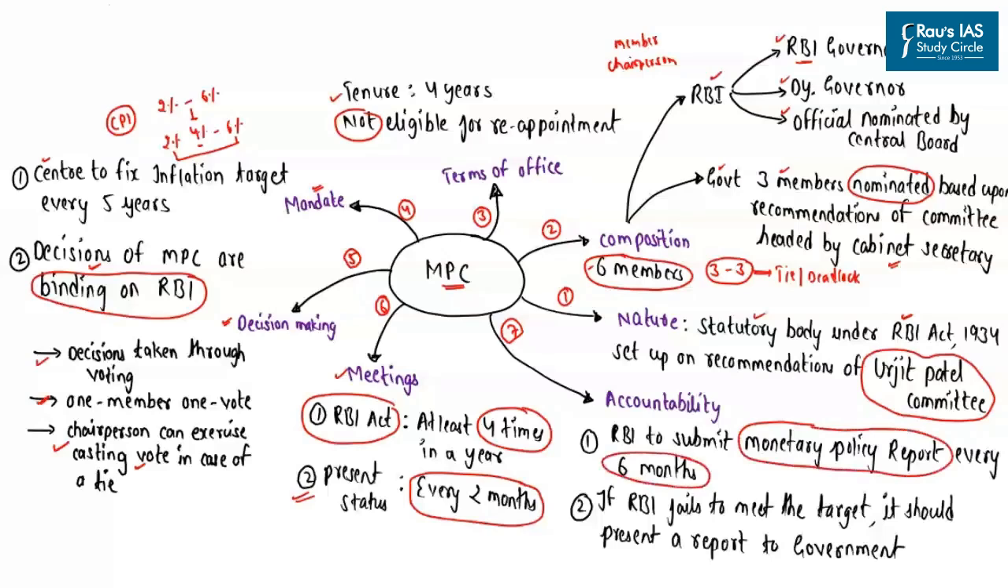Further, if the RBI is unable to meet the inflation target, that is, if the RBI is unable to keep inflation between 2 to 6%, in that case, the RBI should present a report to the government explaining the reasons why it has failed to meet the inflation target. So both these things have been incorporated in the RBI Act 1934 in order to ensure the accountability of the RBI towards the government.